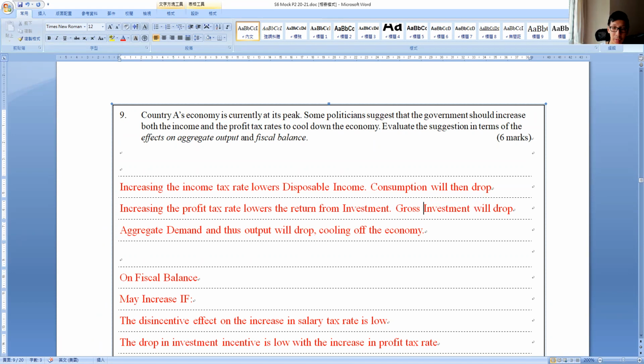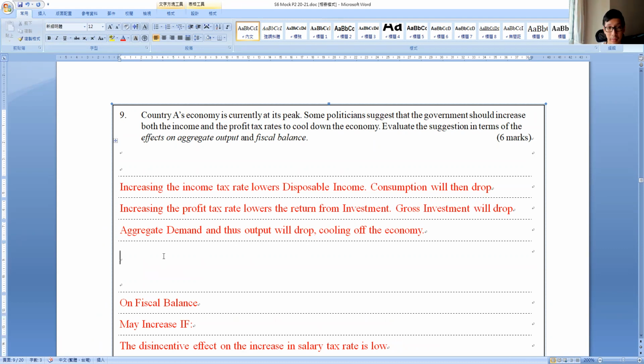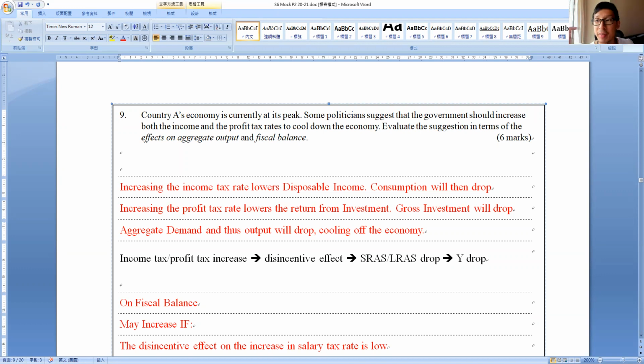drop and the output will drop. Also I see some of you also wrote another thing, which is you mentioned income tax and profit tax rate increases mean we will have a disincentive effect. That is correct. With this disincentive effect, we know SRAS and LRAS would drop, both of them, so Y would also drop. This is also okay, totally fine, no problem. So both of them would make AD or AS shift down. Aggregate output will drop. That's the output level.